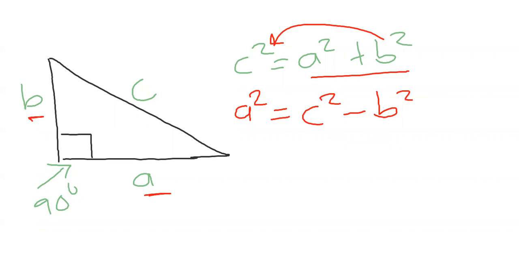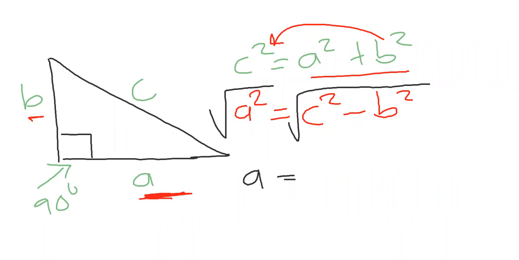Then the same thing like we did before. We want the value of A, we don't want the value of A squared. So for you to find the value of A, you have to take the square root of everything. Take the square root of A squared and the square root of C squared minus B squared. The square root of A squared gives you A, and this side just remains the same. And you do the same thing for finding B.